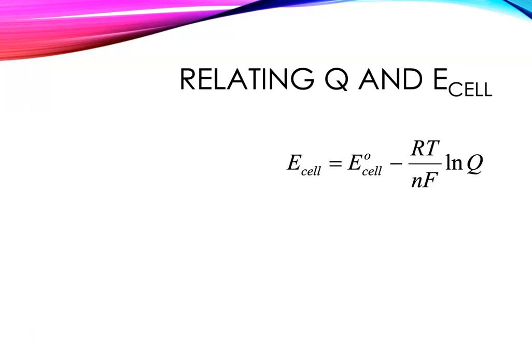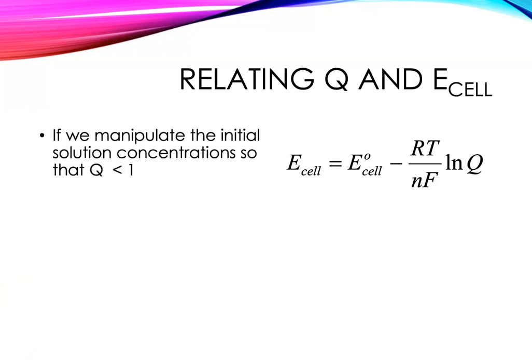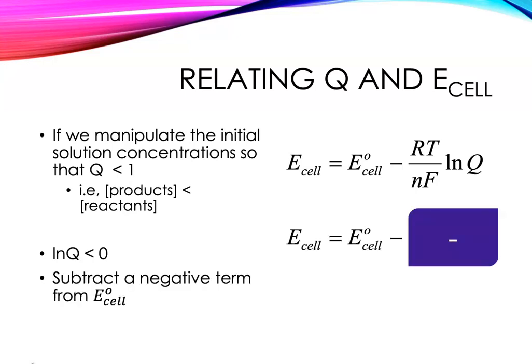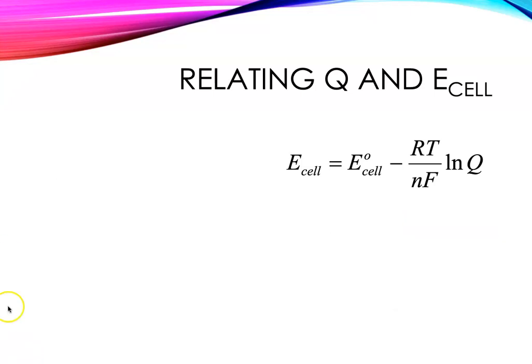But we can also manipulate the initial concentrations of the ions in those solutions to not be 1 molar. So if we make the initial concentrations of the half cells so that Q is less than 1, in other words, the concentration of the products is less than the concentration of the reactants in their respective half cells, the log of Q would be a number less than 0, because that's how logs work. And that means we're subtracting a negative term from the standard cell potential. So if I'm subtracting a negative term, Ecell is going to be greater than the E0 value for the cell potential.